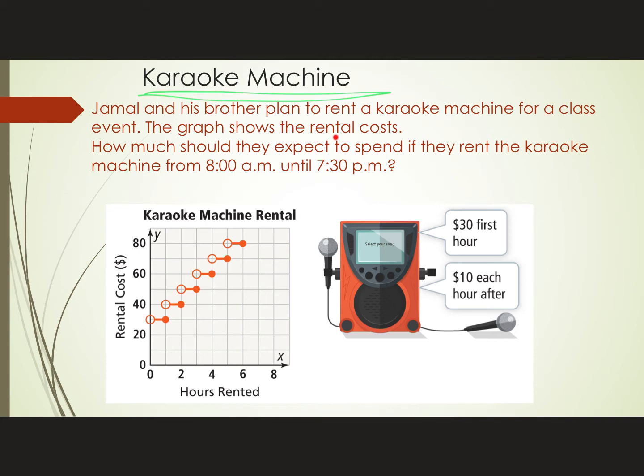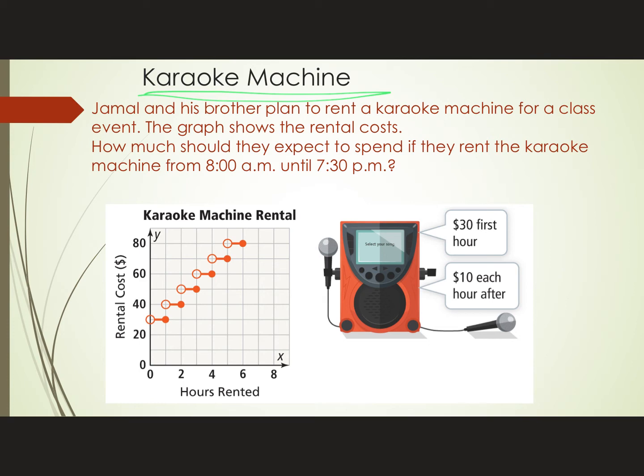The graph shows the rental cost. So how much should they expect to spend if they rent the karaoke machine from 8 a.m. until 7:30 p.m.? So as you can see, they spent $30 for the first hour and then $10 for each hour after. And it's for any part of an hour. So you see, this is our step function. And this is, of course, a ceiling function. Anything less than half an hour, $30. Any part thereafter, you're going up. Okay?